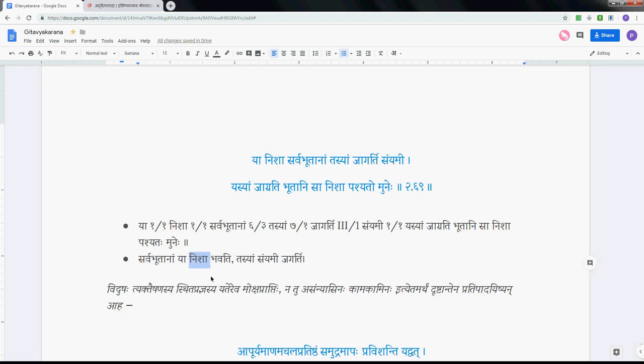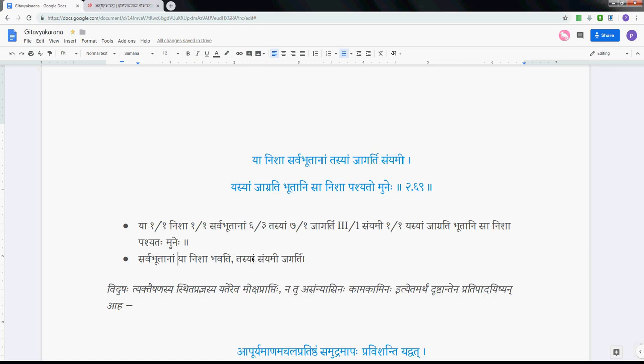You cannot see them as manifest. The entire world is unmanifest, the Swapna Prapancha is also unmanifest. But tasyam sanyami jagarti, and that is the reason this nisha is said, but actually this is not for the world. Here sarvabhutanam ya nisha bhavati is what they are as though asleep, they are not as though, they are really asleep to the Atma Tattva.